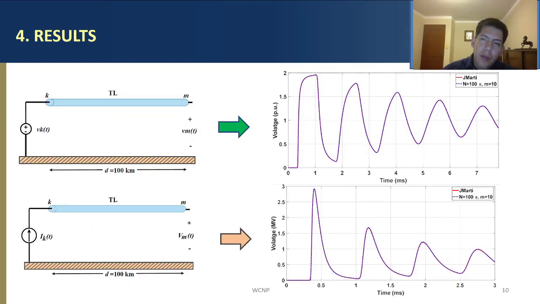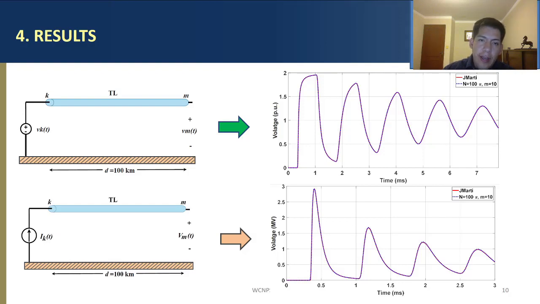Now, in the time domain, we simulated both models, the GMRD line model and the frequency-dependent lumped parameter model, for various scenarios. Here, in this slide, we can see two scenarios. The first one is an open circuit transmission line that has a 1 pu DC voltage source at the sending end of the transmission line, and we can see that the curves obtained with both the GMRD model and the frequency-dependent lumped parameter model are basically the same, with almost no error.